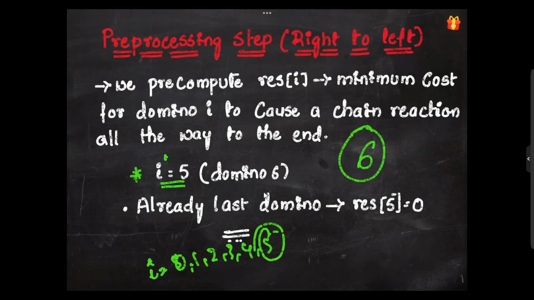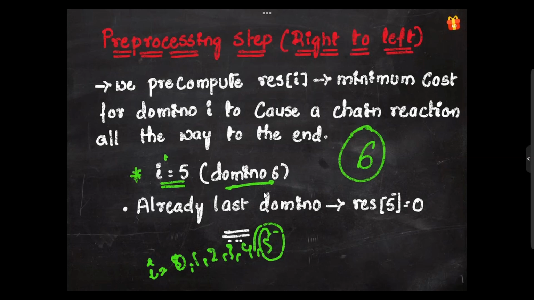So we will be starting from 5, nothing but we will be considering domino 6. Again, I'm telling you, this is reverse iteration. We are going from right to left, not left to right. If we had gone from left to right, we would have considered i equals 0 first rather than i equals 5. So don't get confused here.